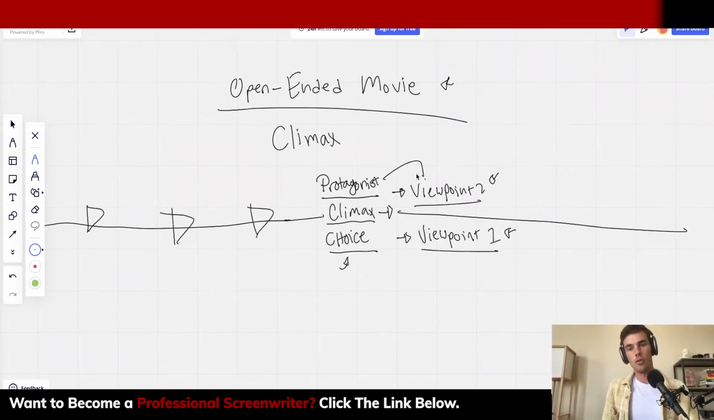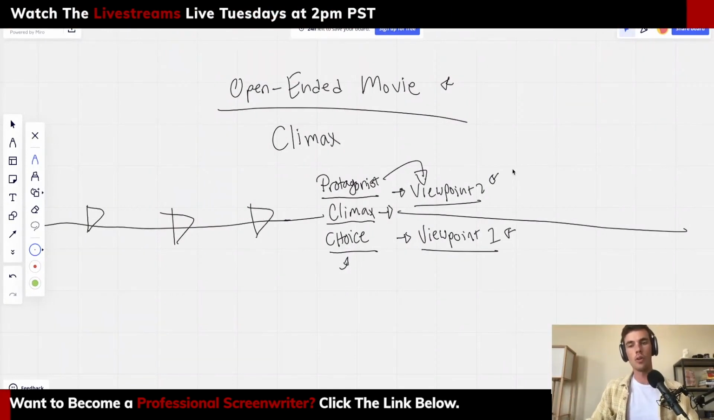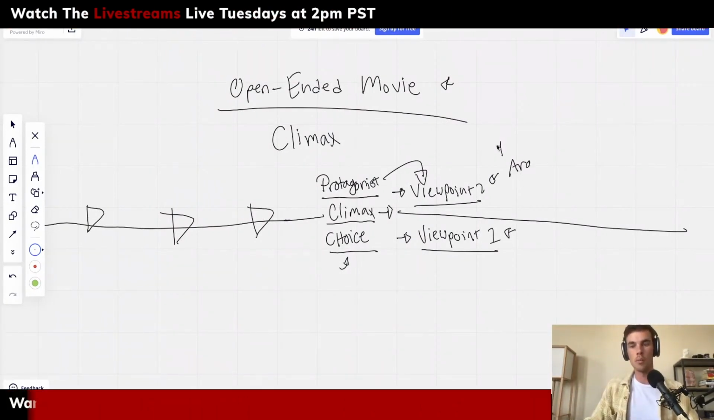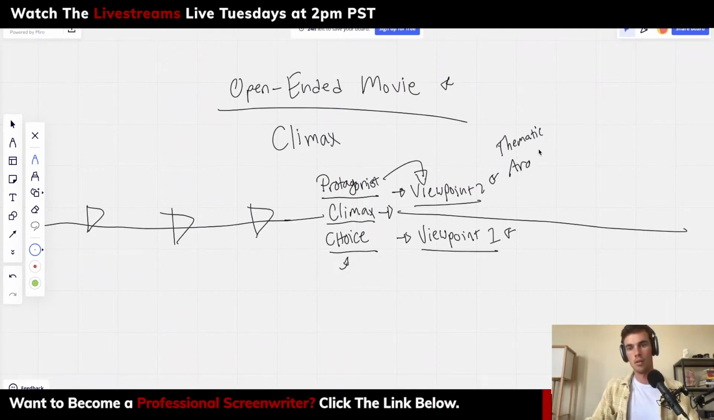If your protagonist chooses viewpoint 2, now the story is arguing, your thematic argument is now arguing for viewpoint 2, because the most important choice your character is going to make happens in your climax, right? So you can even think about your entire story as leading up to the climactic choice your character makes in the climax, right? So whichever choice they make now defines the thematic argument for your story.